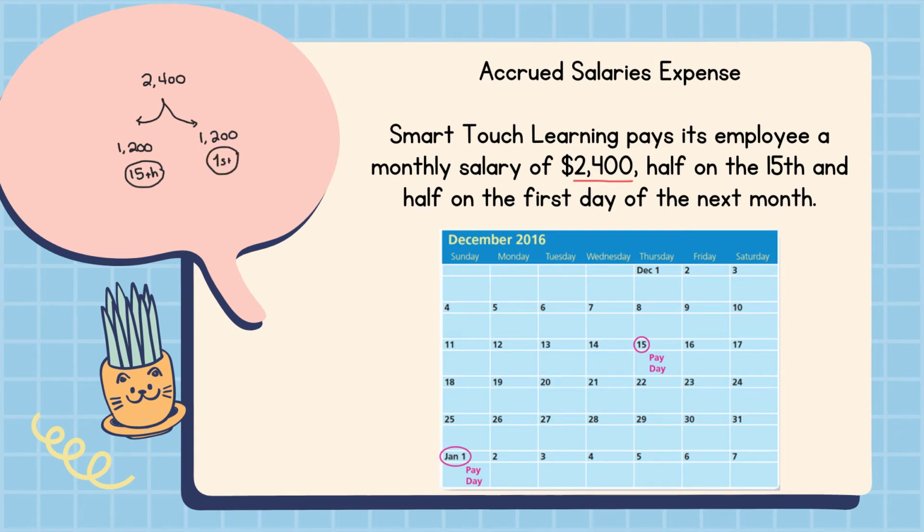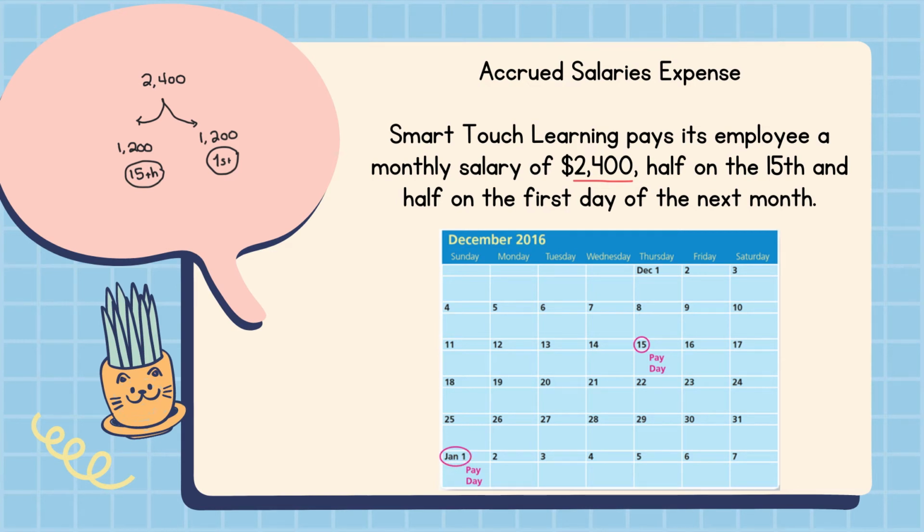Now, let's understand this part. The employee will do his work, he's gonna work, then I'm gonna pay him. So, for the month of December, he's gonna work from December 1 until December 15, and I'm gonna pay him half of the 2,400, so I'm gonna pay him 1,200. Then he's gonna work from the 15th until 31, and I'm gonna pay him on the first day of the next month, which is January. I'm gonna pay him on January.